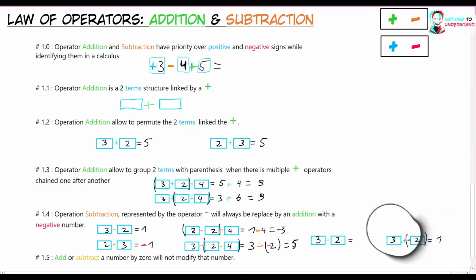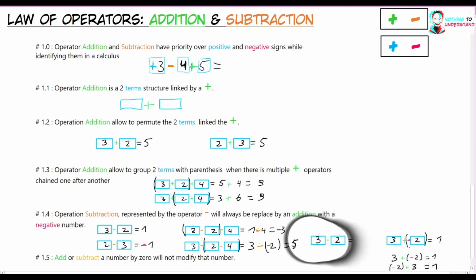And if you do that, you don't have any more problems, because if I do 3 plus minus 2, I get 1. And if I do minus 2 plus 3, so I use the property of permutation of the addition, you see, I get 1 again. So I avoid all those problems by doing so. So now every time you see a subtraction operator, you will replace it by an addition, and between brackets you will put a minus in front of the whole blue box.